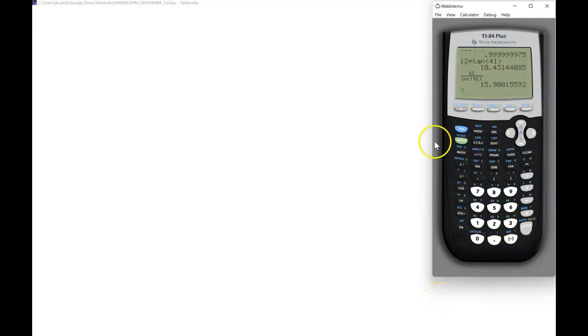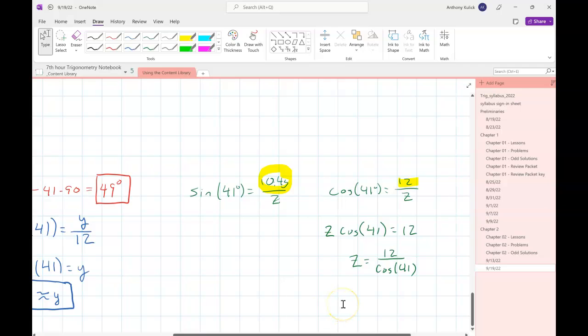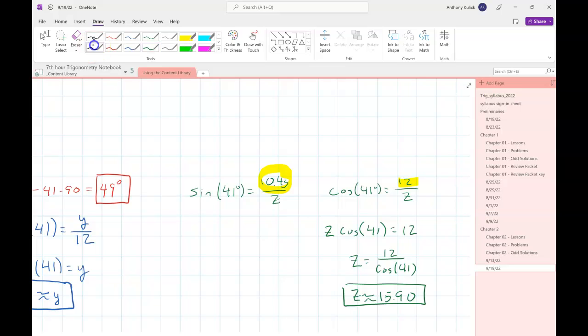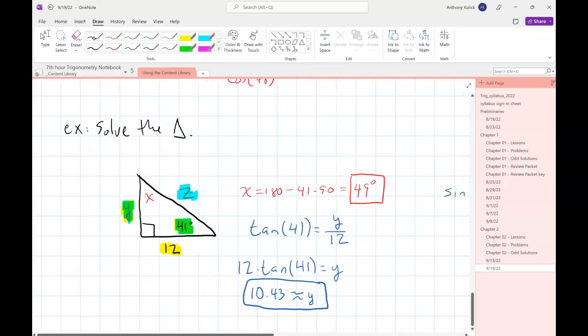So that gives me about 15.90. What do you guys think? No biggie? Very similar to the geometry practice we did at the beginning of the year on the Delta Math, right? Should feel very, very similar. That's because it's the same stuff. It's not just similar. Okay. So that's where we had left off with sine, cosine, and tangent.